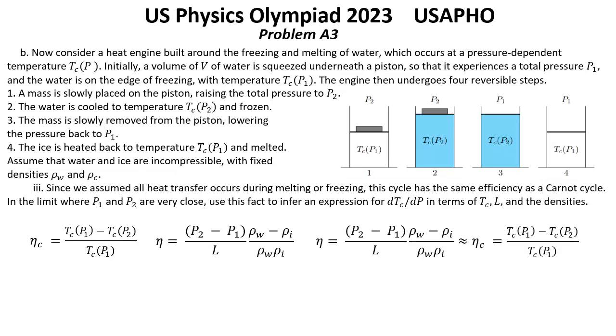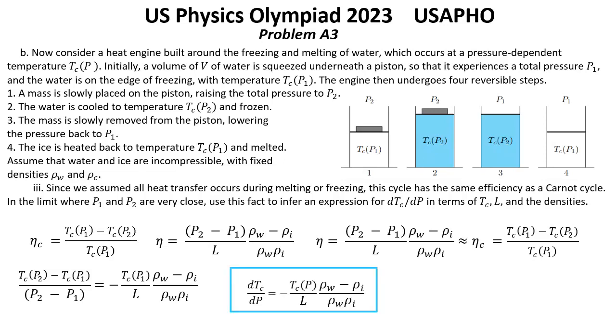Now combining, we can write this expression, and for P1 going to P2 we have as a limit the first derivative of temperature by pressure equal to this expression. This was the solution for question 3 part B, and here we finished the discussion for problem A3.